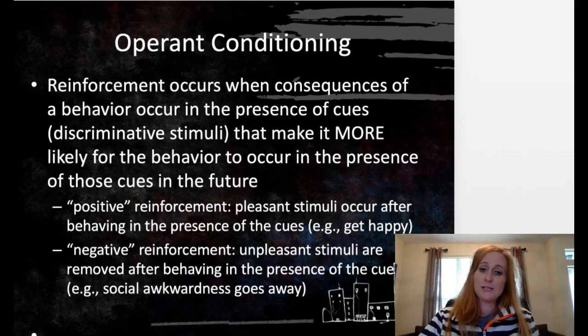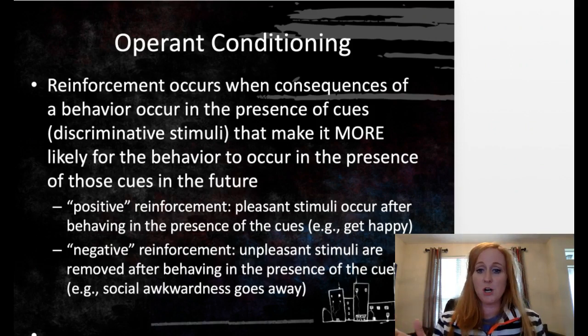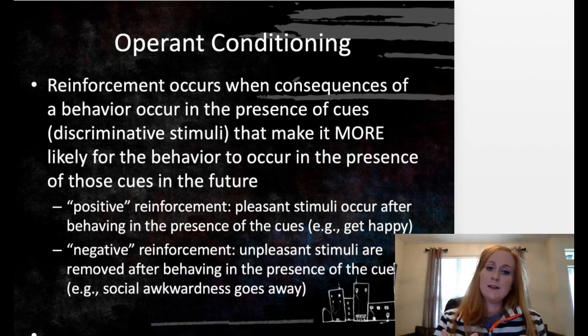So first, operant conditioning is reinforcement occurs when the consequences of behavior occur in the presence of cues, or what we call discriminative stimuli. We can recognize them, and they make it more likely for the behavior to occur in the presence of those cues in the future. So think of it this way.